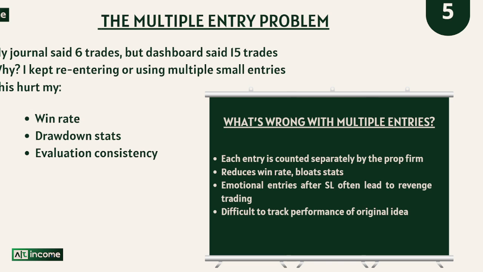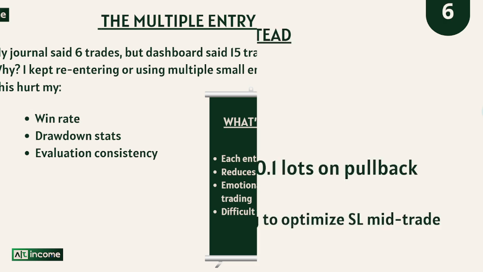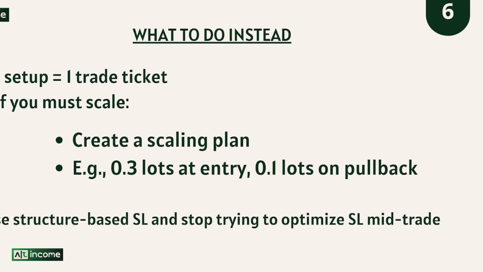Now what's wrong with my multiple entry? Each entry is counted separately by the firm. It reduces my winning rate, I've said that already. Emotional entries after a stop loss often lead to revenge trading and make it difficult to track the performance of the original idea. How did I fix that? I went back to my journal and now limit myself to 2 entries as a maximum. I take my first entry on this pair, then I enter the second one, and I'm not going again.